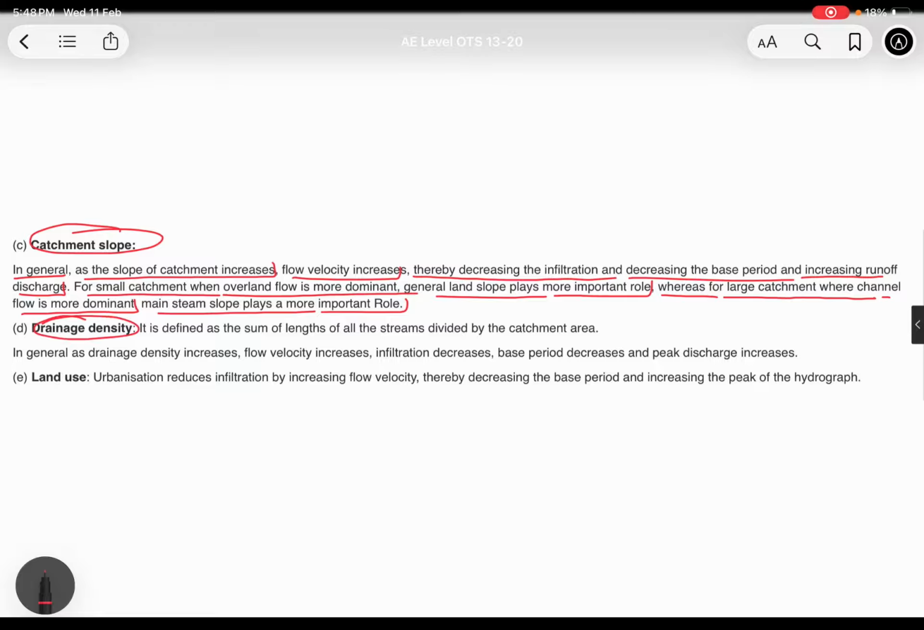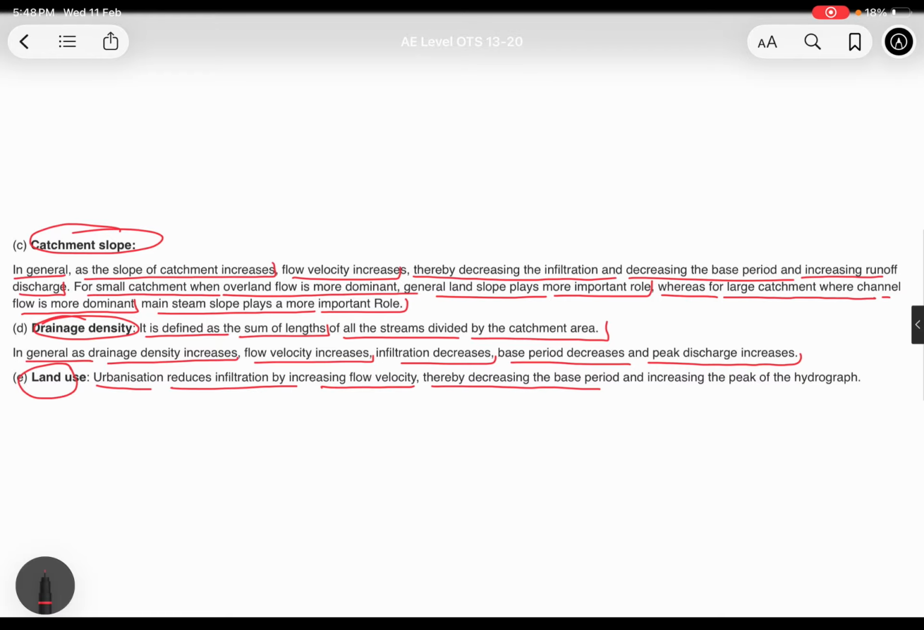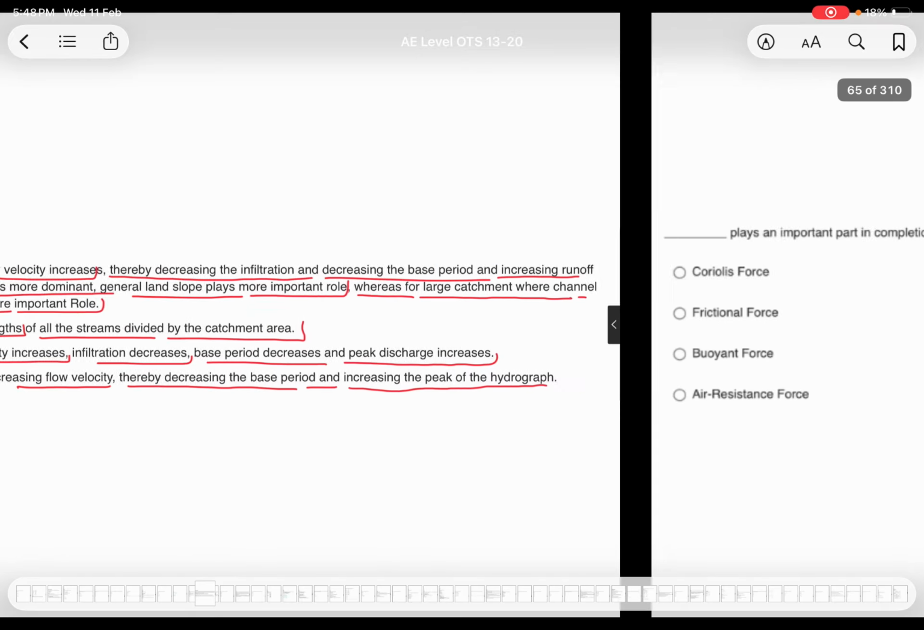Drainage density is defined as the sum of the lengths of all streams divided by the catchment area. In general, as drainage density increases, the flow velocity increases, infiltration decreases, base period decreases, and peak discharge increases. Land use: urbanization reduces infiltration and increases flow velocity, thereby decreasing the base period and increasing the peak of the hydrographs.